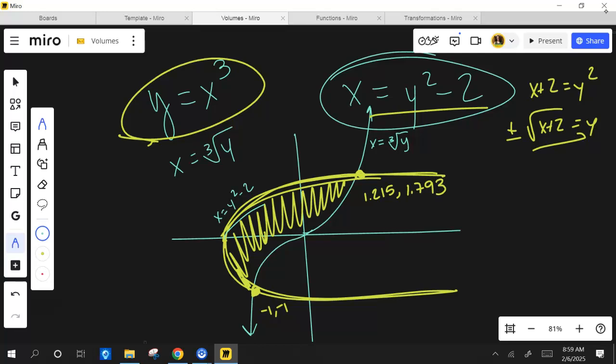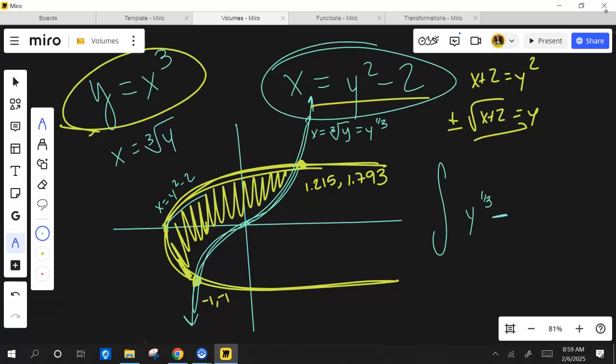Now I can integrate with respect to y instead of respect to x. So I'm going to take my right curve, which is the cubed root of y, or y to the 1/3, because that's the one on the right. That's the furthest right, yes? Minus y squared minus 2, dy. What are the bounds? Look at the points of intersection and tell. 1.7, because these have to be y values.